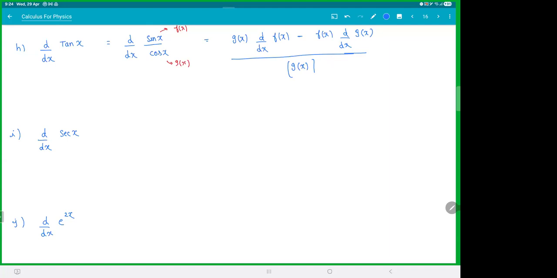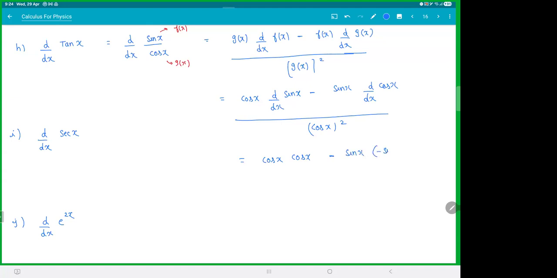Substitute there. G of x would be cos x. Differential of this thing is sin x. Cos x differential is sin x by cos x ka whole square. Yeah, little lengthy, but it's a good result. I remember tan x ka differential. We use that again later on. So sin ka differential is cos x minus sin x. Cos ka differential is minus sin x, by cos x whole square.